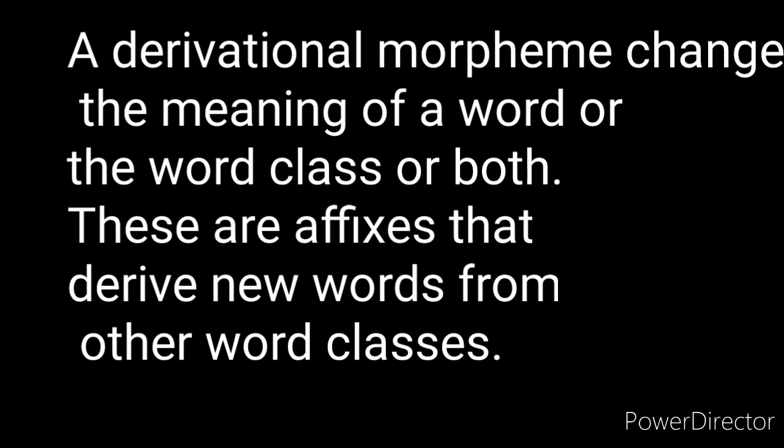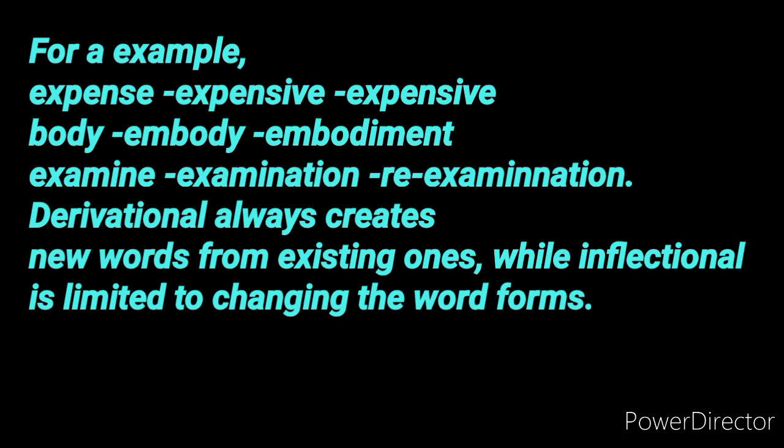In the following examples, derivational morphemes are added to produce new words, which are derived from the parent or the root word. Examine, which is a verb, but when you add ation, it will give us examination, which is a noun. 2. Expense, which is a noun, but when we add ive, it will change the word class from noun to adjective.